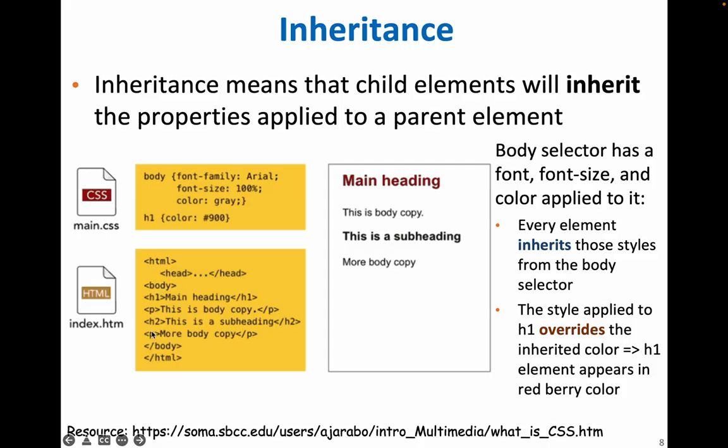So what happens is, in this web page, we have this body tag, which means that all these tags, h1, p, and h2, this is all of them. Main heading, body copy, subheading, and more body copy, all of them will have this style, which is Arial, the font size, and the color gray. But then for h1 you would like to change its color. It's 900, so these are RGB values. R is 9, the others are 0, so it will be a red color.